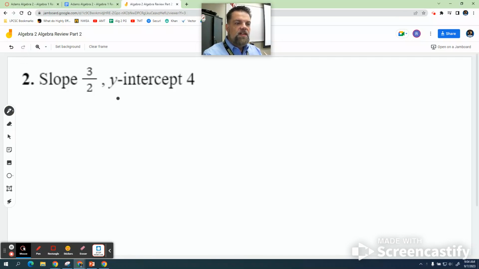So for this, we have to write this in what we call slope-intercept form. And this might help you guys a little bit. I saw you guys doing lots of calculations.